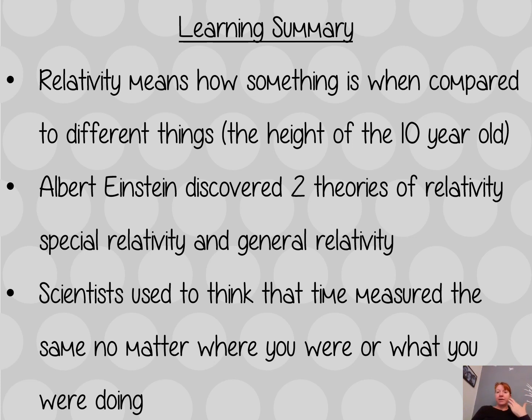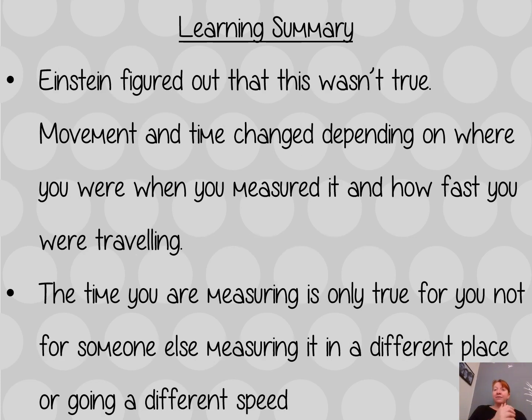Scientists used to think that time measured the same no matter where you were or what you were doing. That's what they used to think. They used to think that time was the same for everybody. But Einstein figured out that that wasn't true. Movement and time changed depending on where you were, when you measured it, and how fast you were traveling. So the time that you measure is only true for you, not for someone else measuring it if they're in a different place or going a different speed.